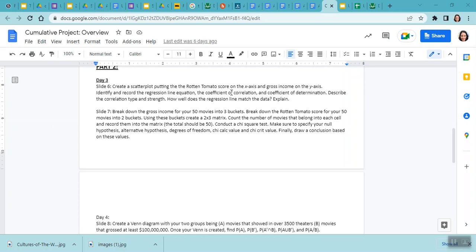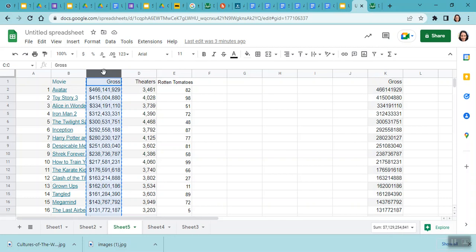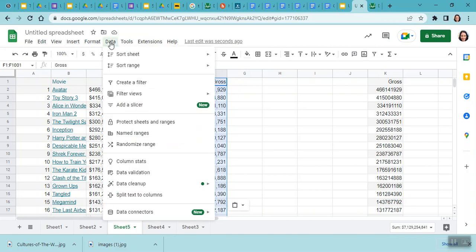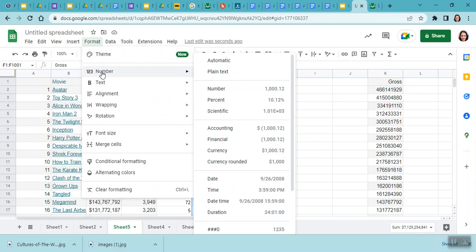So let's start by looking at our data. We want to have Rotten Tomatoes on the X and gross on the Y. So I'm going to copy the gross over to the Y after the Rotten Tomatoes. And then we need to eliminate the formatting. Once you have your column highlighted, you can go to Format, and we need to go to Number.